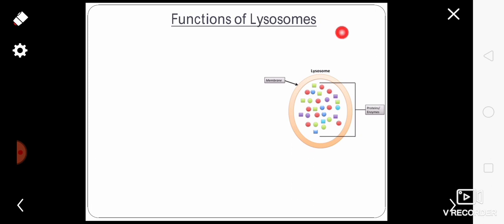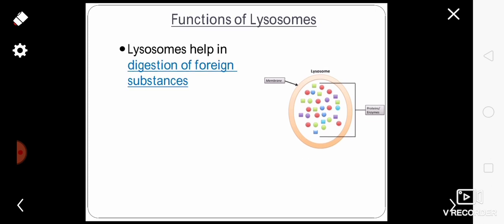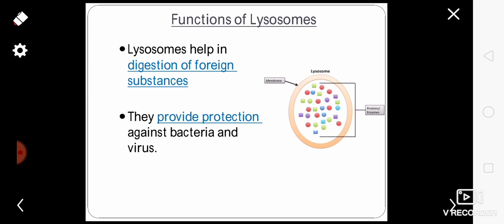Functions of lysosomes. So we know that this is the structure. It contains an outer membrane and inside this enzymes are there. So first function, lysosome helps in the digestion of foreign substances. Due to these enzymes, lysosome can digest the foreign substances which are entering the cell. This way it provides protection against bacteria and virus. Then last point, they help to keep the cell clean. So these are the functions of lysosome. Lysosome helps for the digestion of foreign substances, thus providing protection.